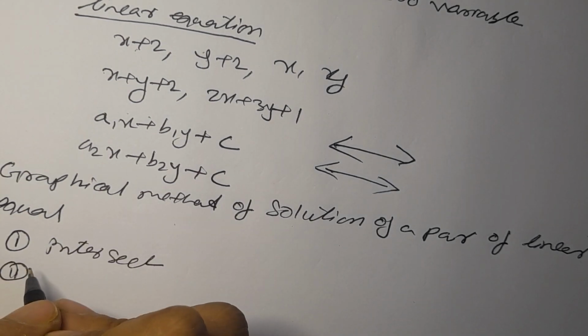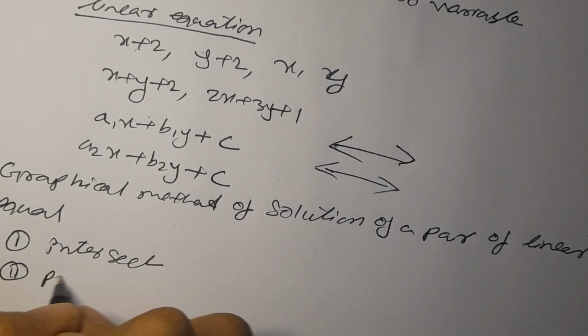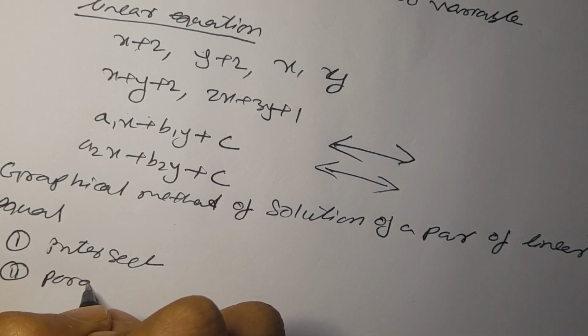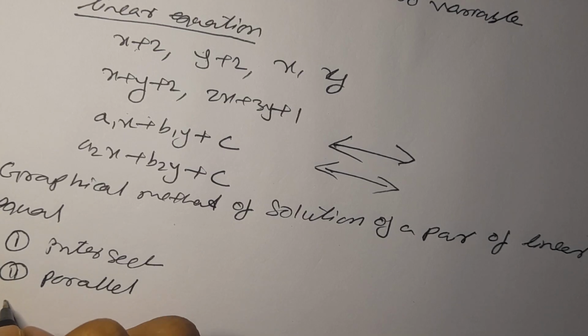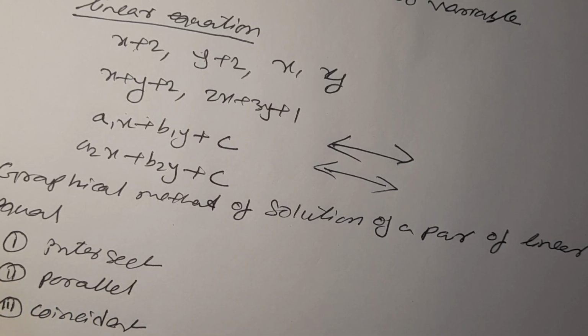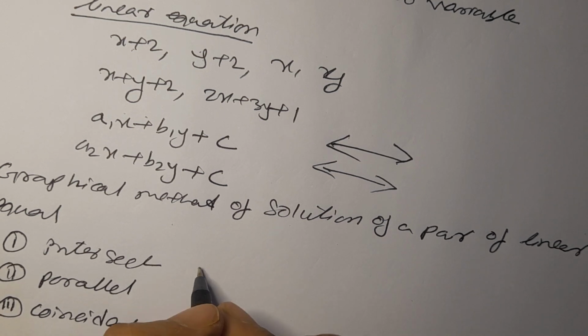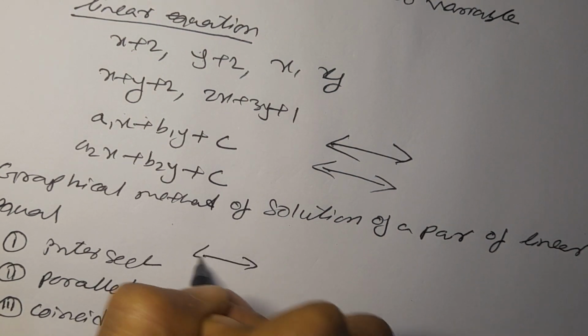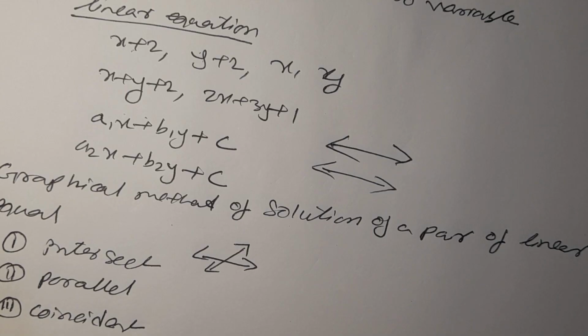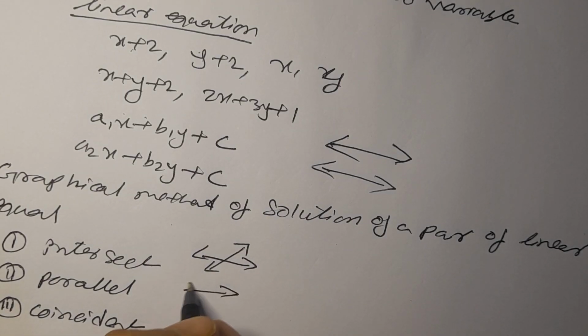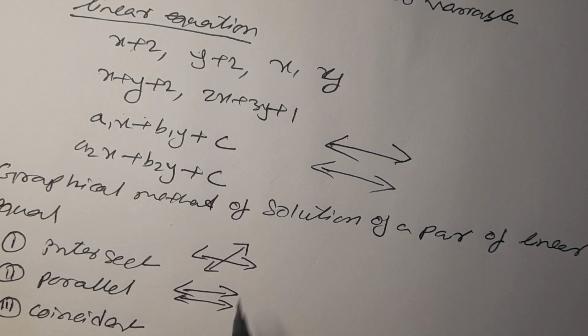Or they may be parallel, we are not sure, or coincident. They may give these three conditions: intersecting, parallel, or coincident. Now what is intersecting? If there are two lines, one and another, they intersect at one point. They can intersect only at one point. Parallel is in this way, two parallel lines, because there is a linear pair, so there will always be two lines. Whenever you plot in a graph, it will give two lines.